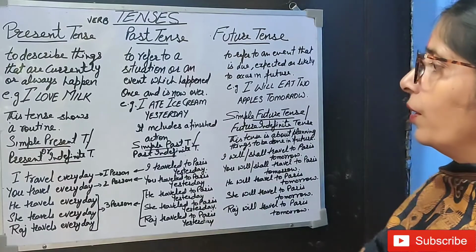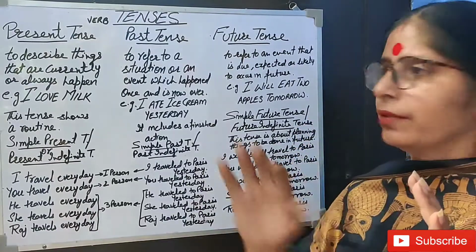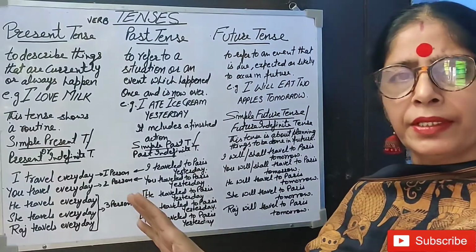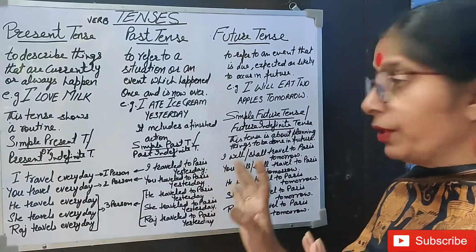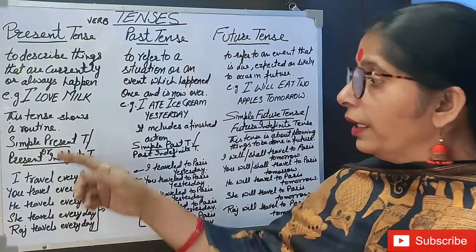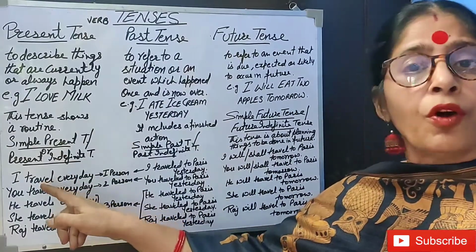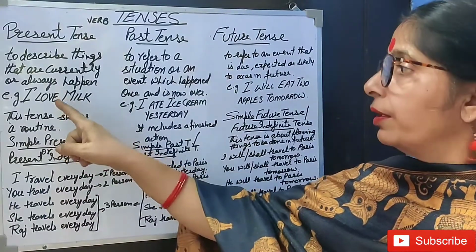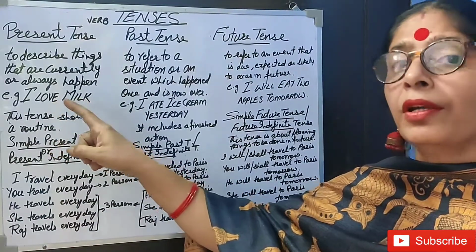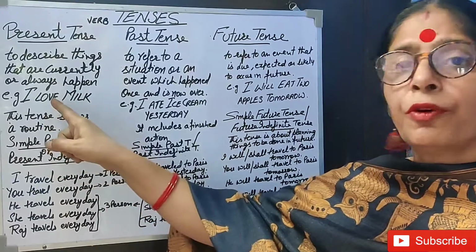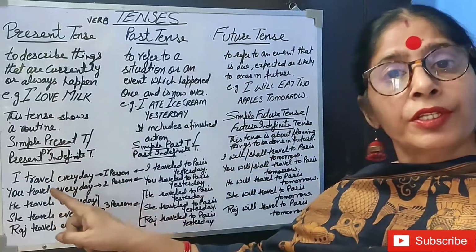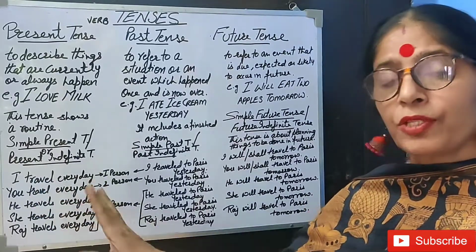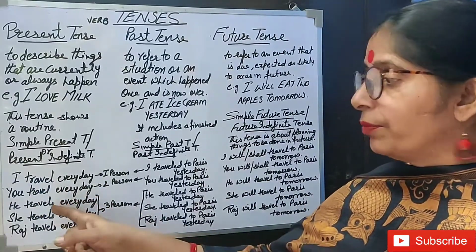Now, one more thing which you have to remember when we are talking about present tense, past tense and future tense. Simple present, simple past, simple future, when we are talking about it, then here you have to use the first form of the verb. Here we have used the first form. I love milk, not loved. First form, I travel. You travel. He travels. First form. Only thing is here we have put s.